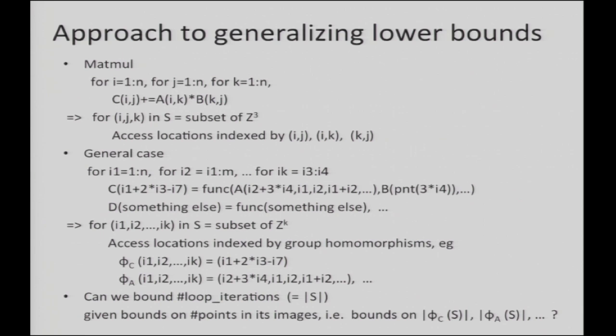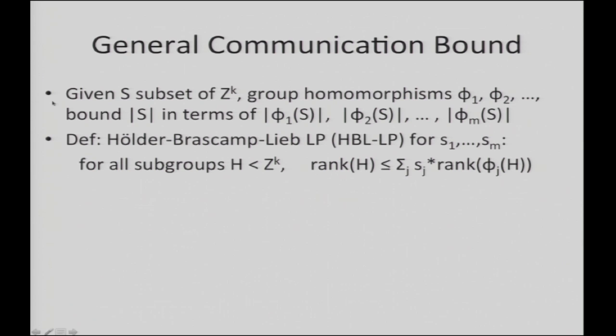OK, so notation again. I'm given a subset of k-dimensional integers, and I have all of these subscripts, group homomorphisms, and I want to bound the number of points in the black blob in terms of the sizes of the shadows. So it turns out there's a linear program that's going to do this. It's named after 3 famous mathematicians. If you took functional analysis, you may remember Holder's inequality. Well, it goes back to him back in the 19th century. And it was updated by Brascamp and Lieb in 1976. So here's the linear program.